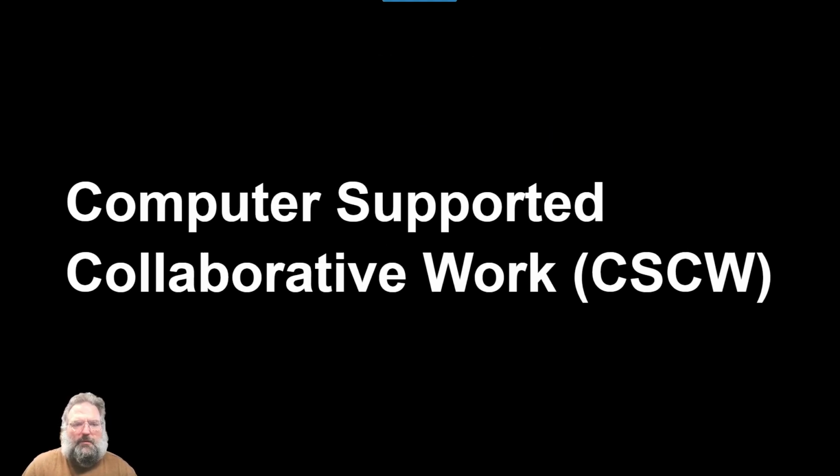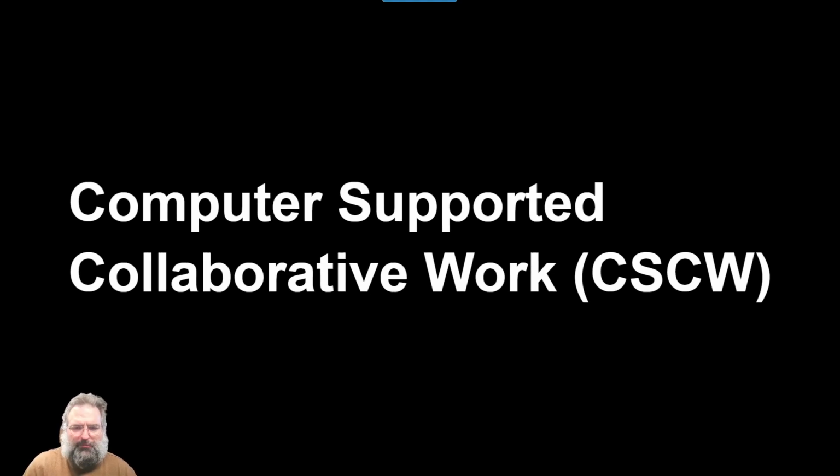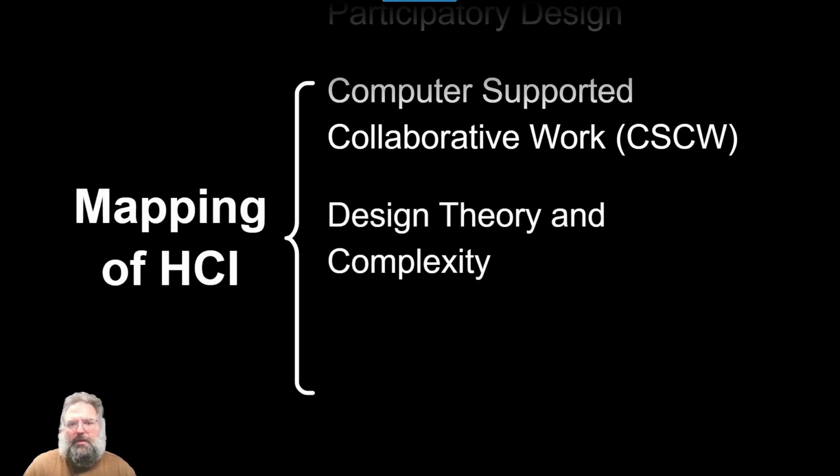In a similar vein is this concept of computer-supported collaborative work. Again, it's a similar idea that you have groups of people working together, and we want to look at how that can be done effectively.